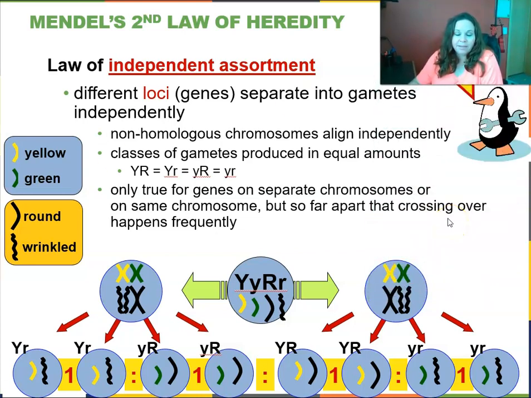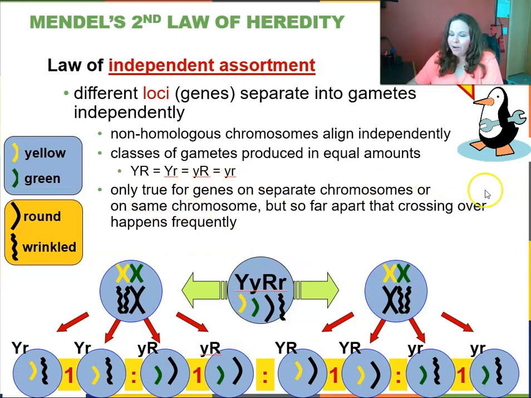This means that different genes will separate into gametes independent of one another. The genes for the green and yellow seeds and the genes for round and wrinkled seeds aren't following each other together. They're assorting into their different gametes independently of each other, which gives us all that variety, that 9 to 3 to 3 to 1 ratio.